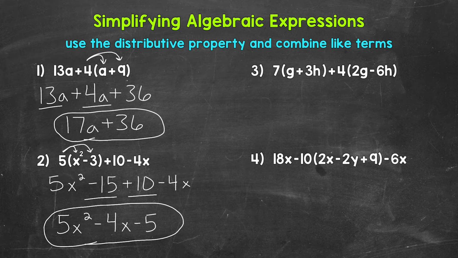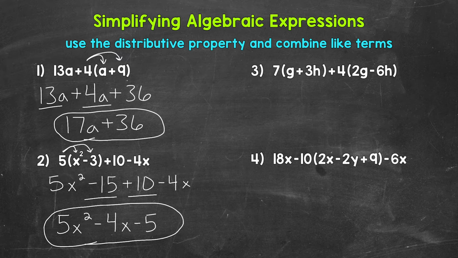Then we have negative 4x, so that variable has an understood exponent of 1. Remember, whenever there isn't an exponent written, there is an understood exponent of 1, so to the power of 1. Anything to the power of 1 is just itself. And then we have the constant term of negative 5 last.